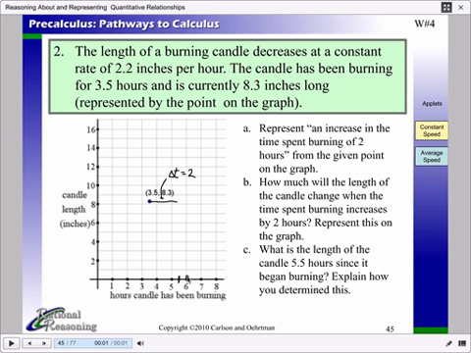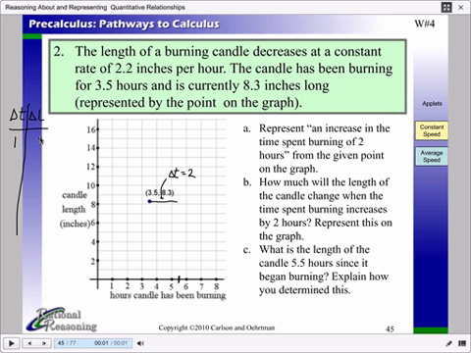Okay? Then it asks, how much will the length of the candle change when the time spent burning increases by 2 hours? So just use common sense. How much will the length of the candle change if it's decreasing 2.2 inches per hour? Common sense, right? But we want to put symbols and notation to that. So we look at changes in time and changes in length. In 1 hour, what's the change in length? 2.2. So should I write 2.2 here?